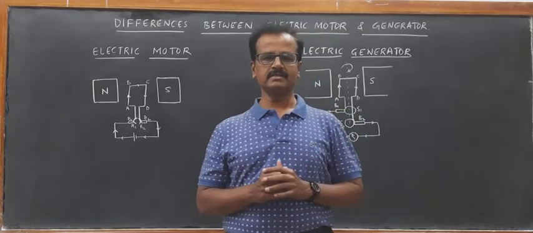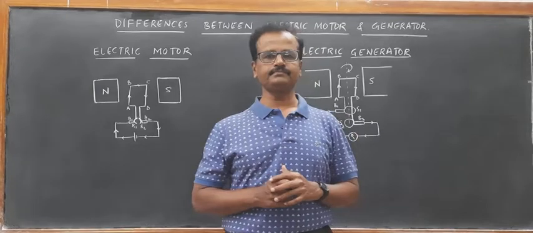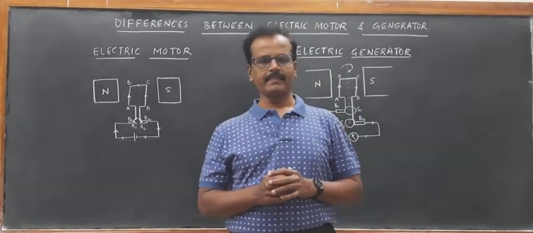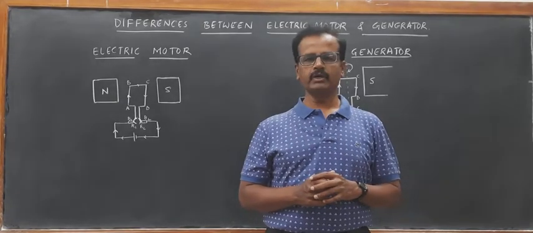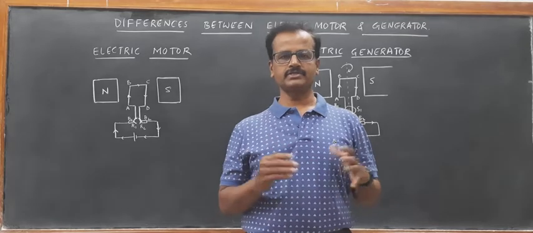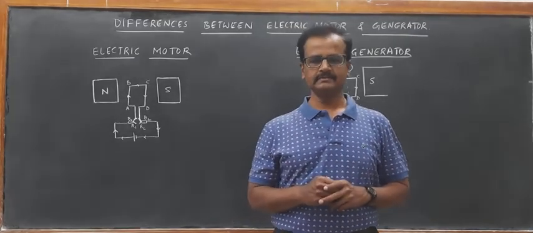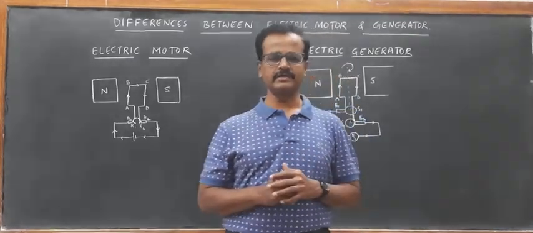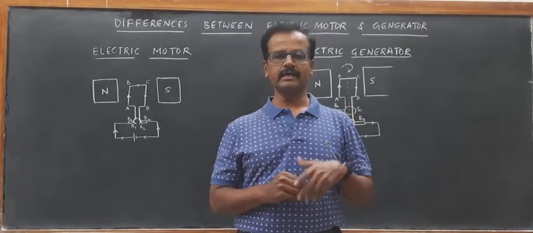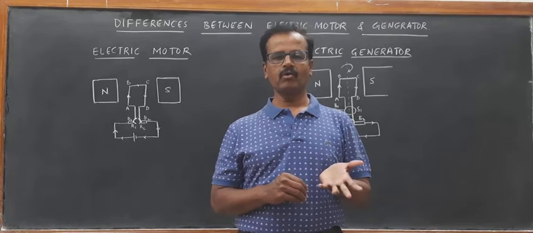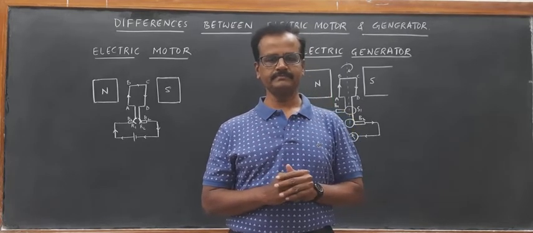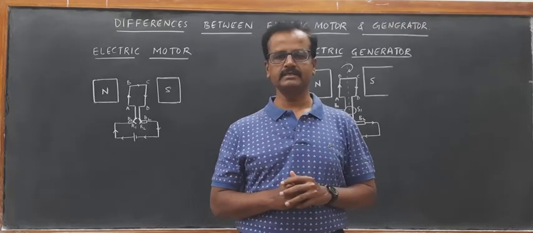In the previous video, we have learned about the electric generator. We have learned the principle, working and structure of the electric generator. The principle of electric generator is electromagnetic induction. A current is induced when a coil is rotated in a strong magnetic field. That is the principle of electric generator.